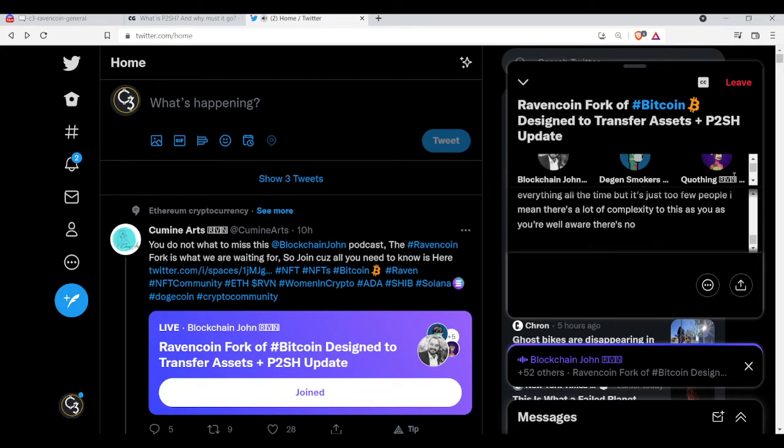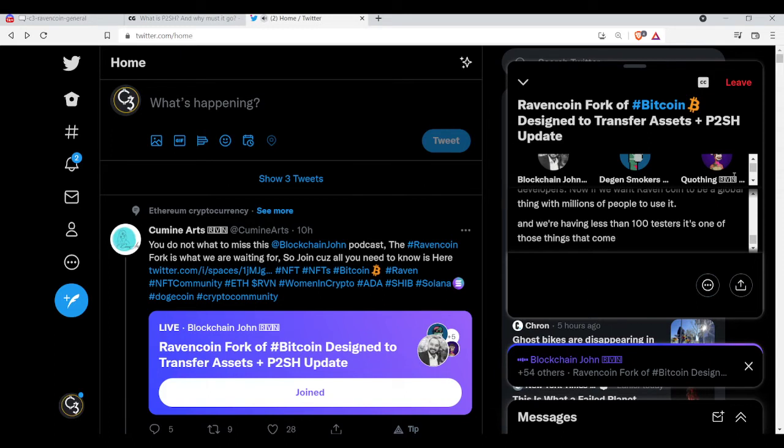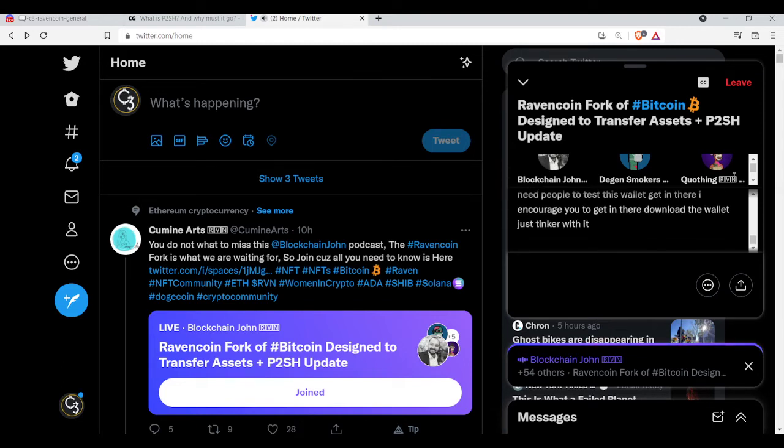Now, if we want Ravencoin to be a global thing with millions of people using it, and we're having less than 100 testers, it's one of those things where, come on, community, please. We need people to test this wallet. Get in there, download the wallet, and just tinker with it. Actually, it's a very beautiful wallet, right, Hans? 4.7 is a very beautiful wallet. If you guys haven't checked it out, the GUI is a beautiful thing. Check it out. Have fun with it, and use it for your main chain if you want, because you technically can use 4.7, right? Yeah, absolutely. Any questions?